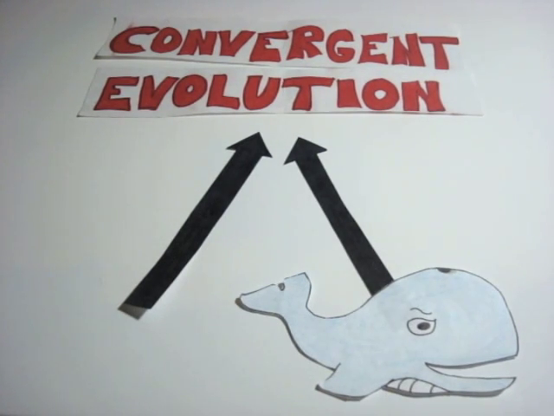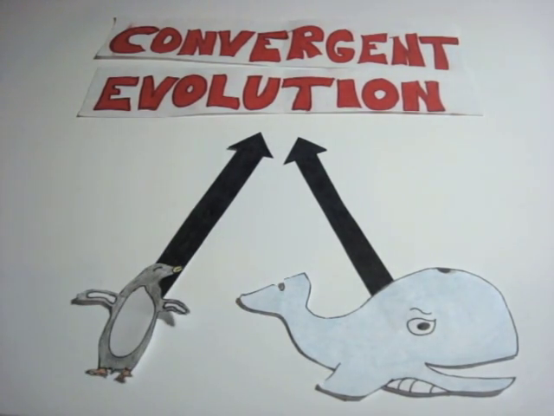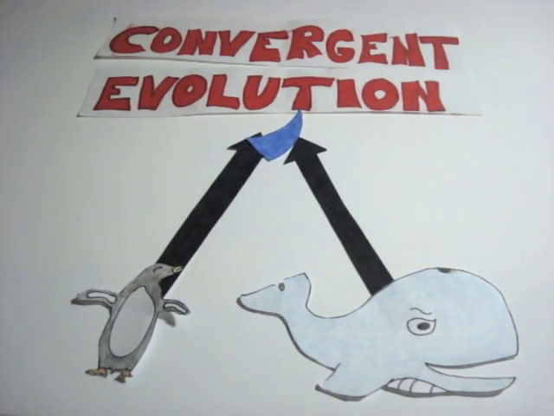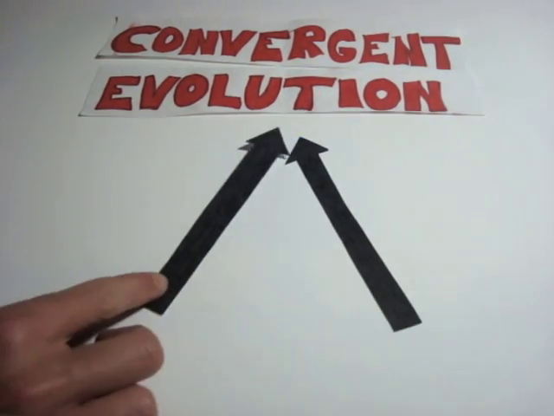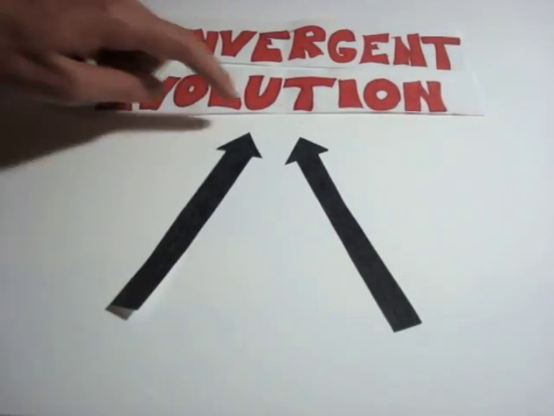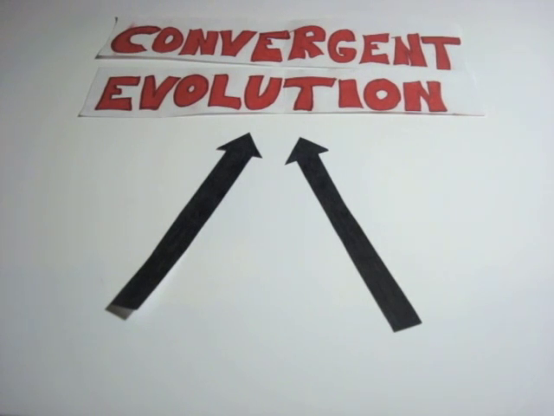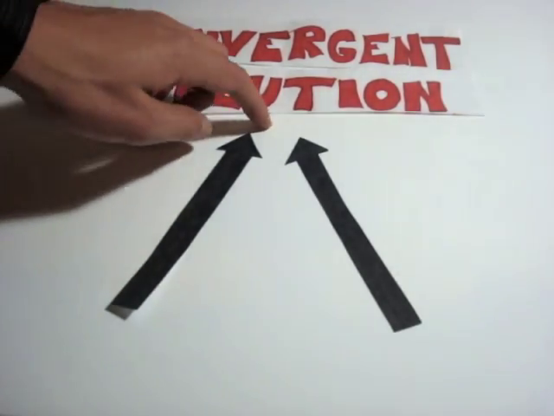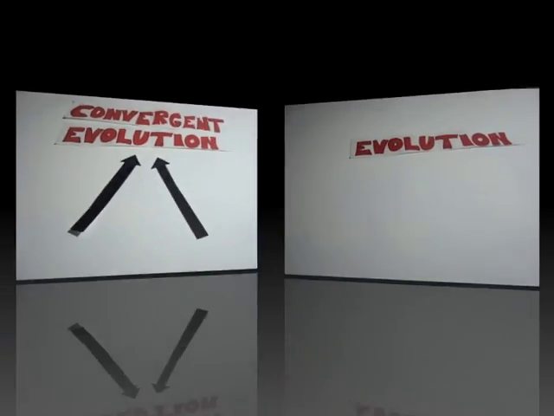For example, whales and penguins come from different ancestors, but they share a similar trait, which is the fin. This is because they both live in water. Two species will never become one, they just have similar characteristics. In conclusion, in convergent evolution, unrelated species develop characteristics that make them resemble one another.